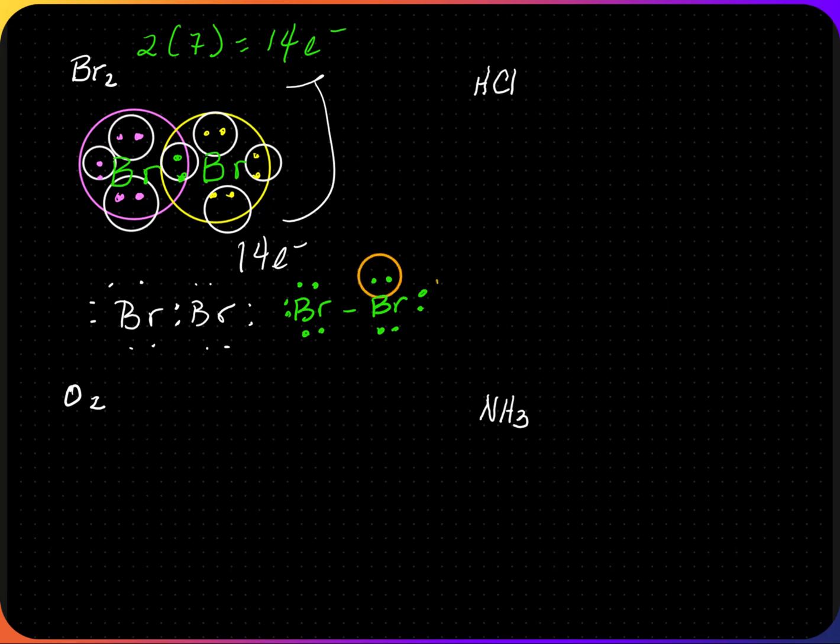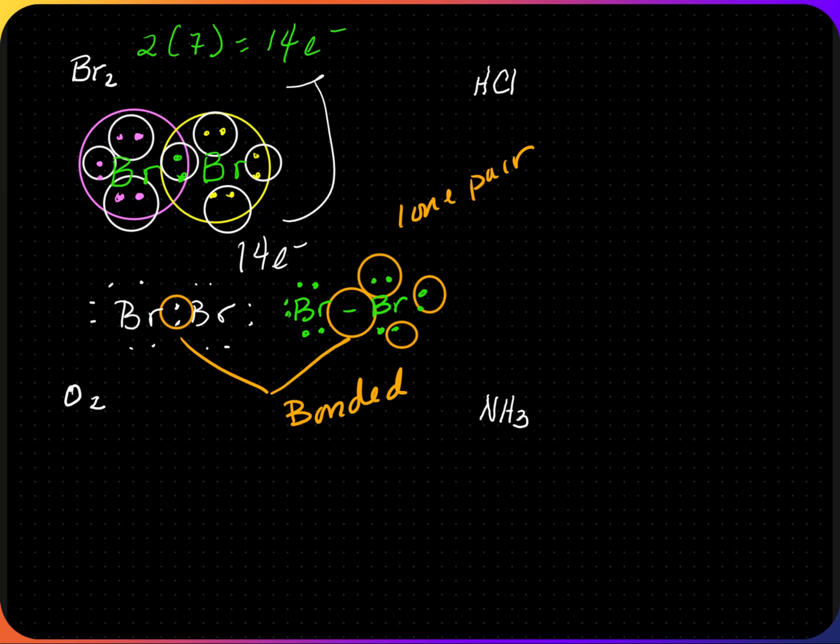These outside, all of these are called lone pairs because they are paired together, but they are by themselves. Right here and right here, these are called bonded pairs because they are bonded between 2 different elements. Pause the video, try HCl, O2, and NH3 on your own, and then check your answer.